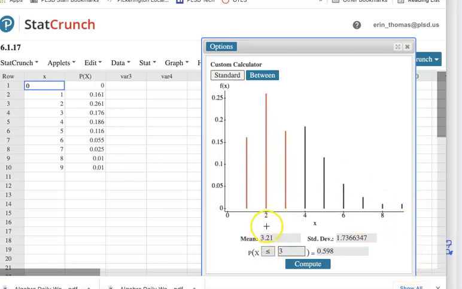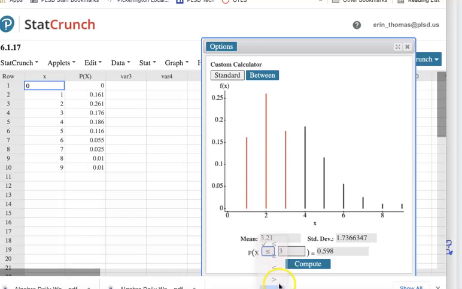Down here, it tells me the mean of that discrete probability distribution as well as the standard deviation. So here is where you can check your work. Here is where, remember the question where I said, is it unusual? You can type those in here.